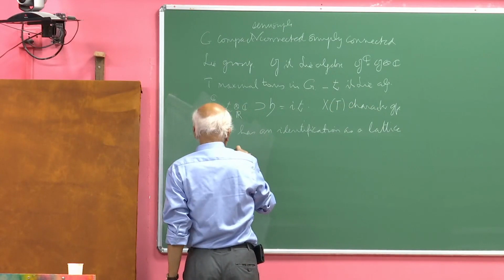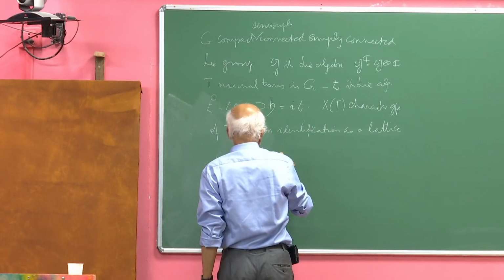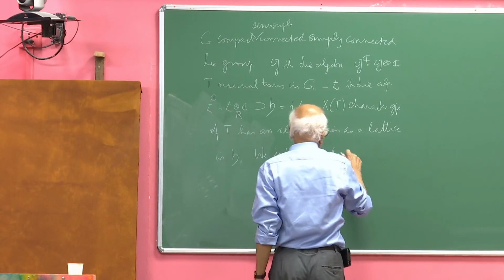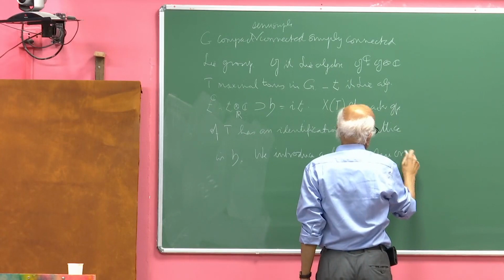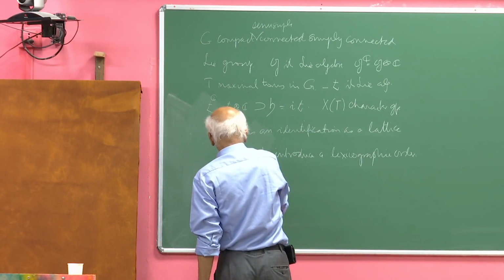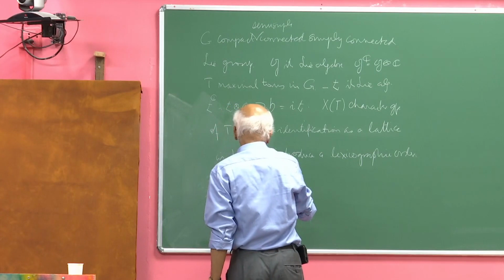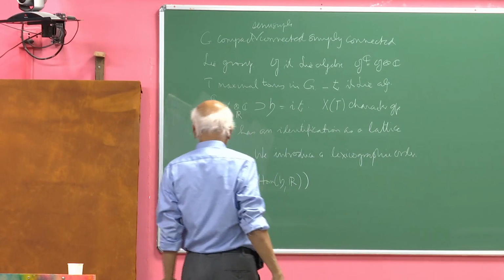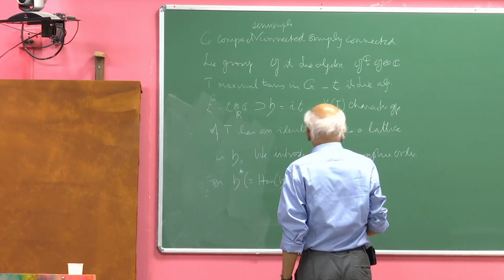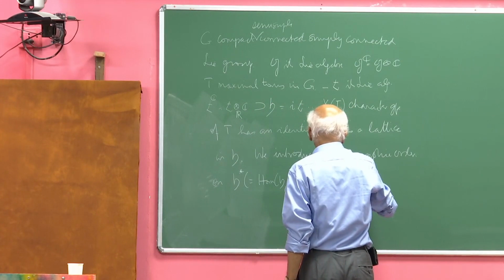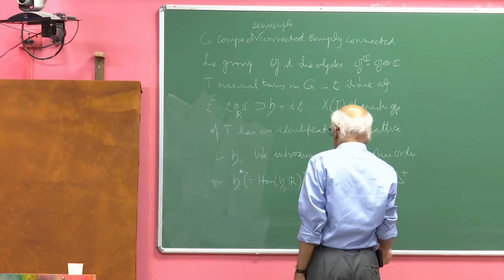So we also introduced a lexicographic order given by a basis on the dual H star, and denoted by Delta plus the set of all positive roots.